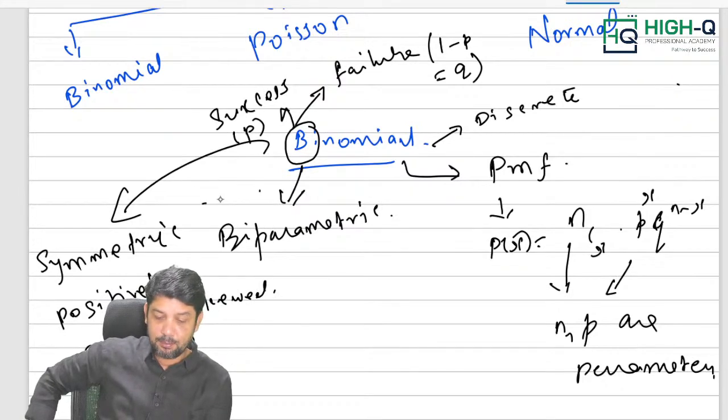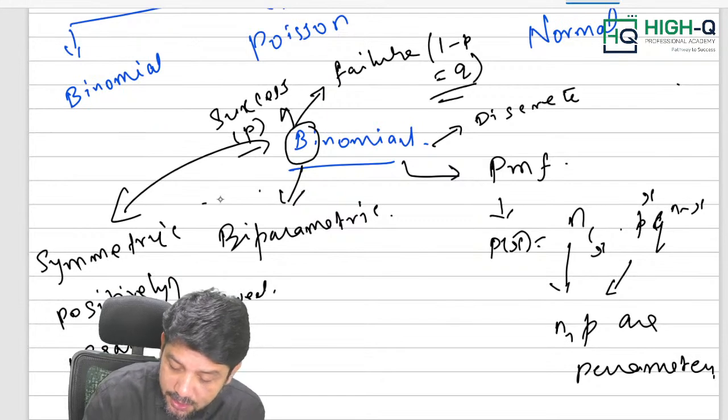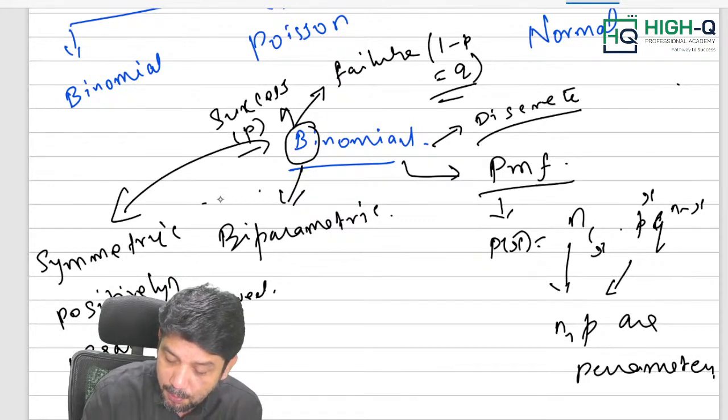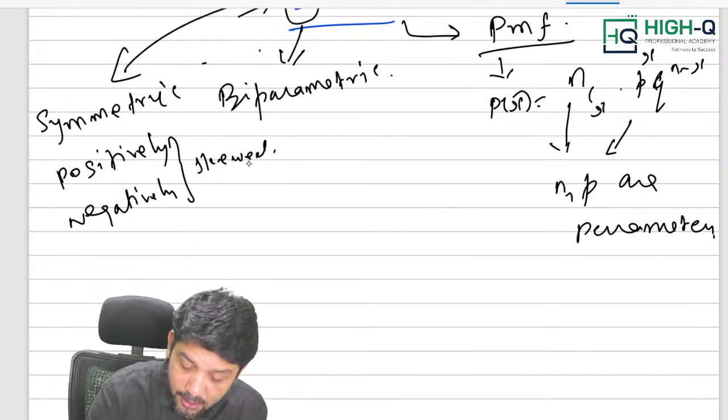So binomial distribution, success or failure. Bi is nothing but two, success and failure, and we denote success as p and failure as q. So it's a discrete distribution with a probability mass function. Everything is fine, my dear. I hope you understand this.